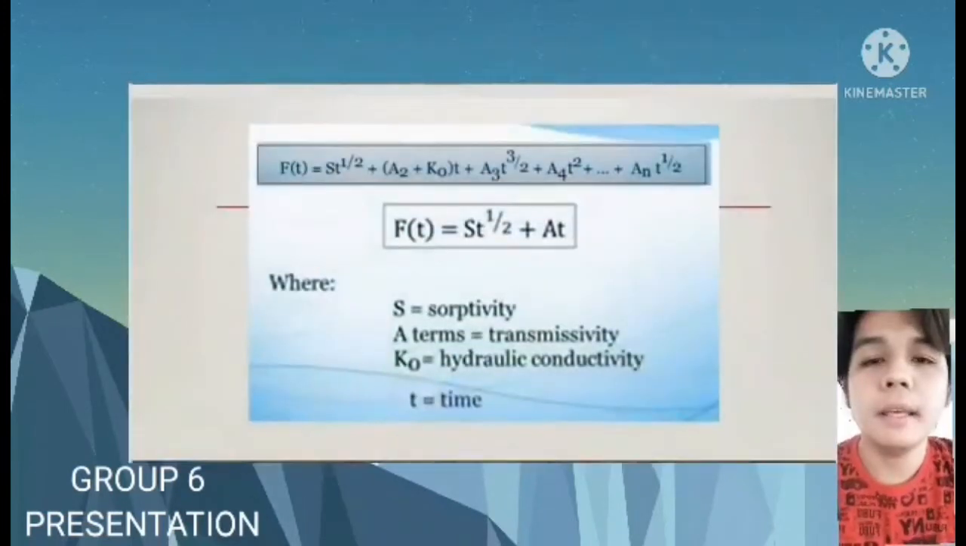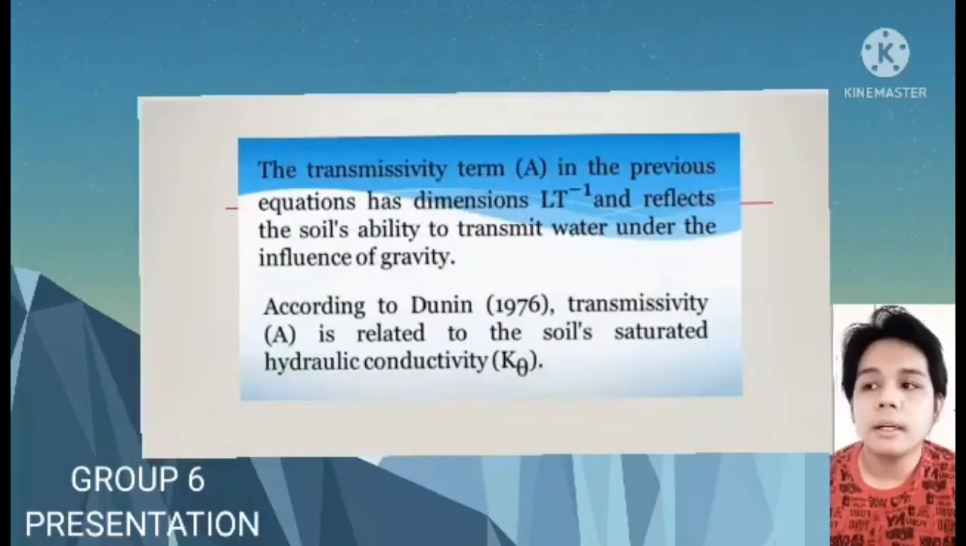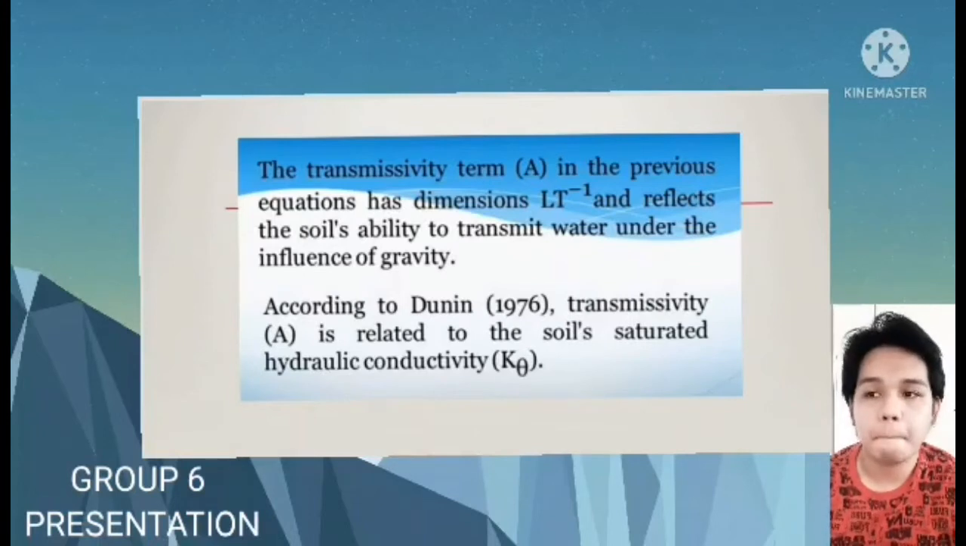So for the third slide, makikita natin yung two equations. So S is equals to sorptivity, A term is equals to transmissivity, K is equals to hydraulic conductivity, and T is equals to time. So, punta tayo sa fourth slide. The transmissivity term in the previous equation has dimension of L raised to negative 1 and reflects the soil's ability to transmit water under the influence of gravity.